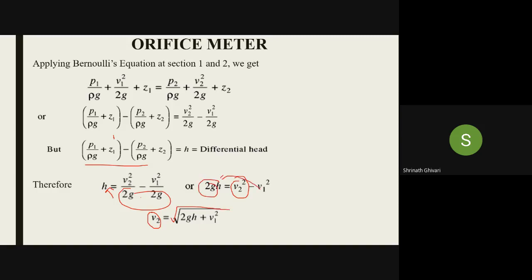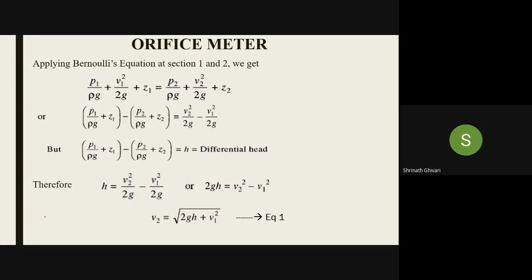So this will go here, V2 will come this side. So V2 square equal to square root of 2gh plus V1 square. Now this is the equation 1. So you have applied the Bernoulli equation at both section 1 and 2 in that orifice meter.